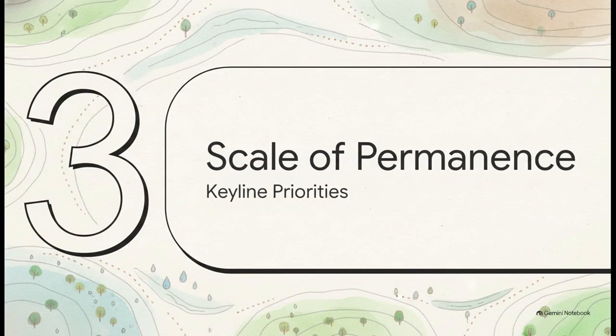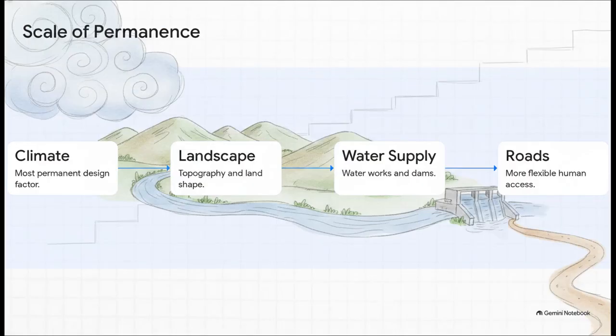Okay, Section 3, the scale of permanence. Let's look at how this builds into the physical environment using a brilliant framework originally developed by Australian agricultural designer P.A. Yeomans. So right here we have Yeomans' keyline scale of permanence. When you look at this hierarchy, imagine a timeline going from deepest time all the way down to human intervention. At the very top, you've got climate and landscape topography. These are incredibly permanent, right? I mean, you're not going to just move a mountain, and you certainly aren't going to change regional rainfall.